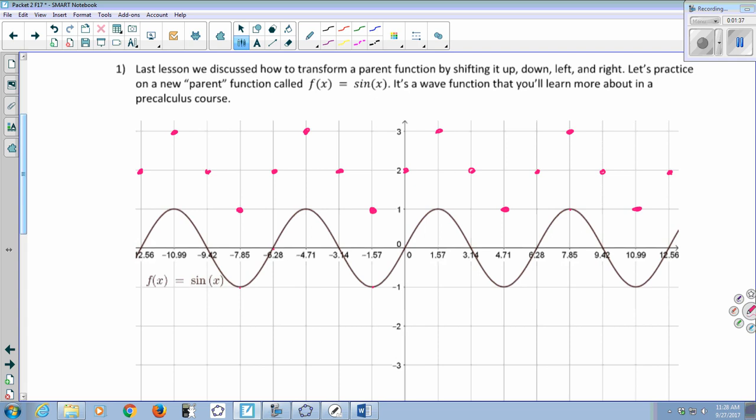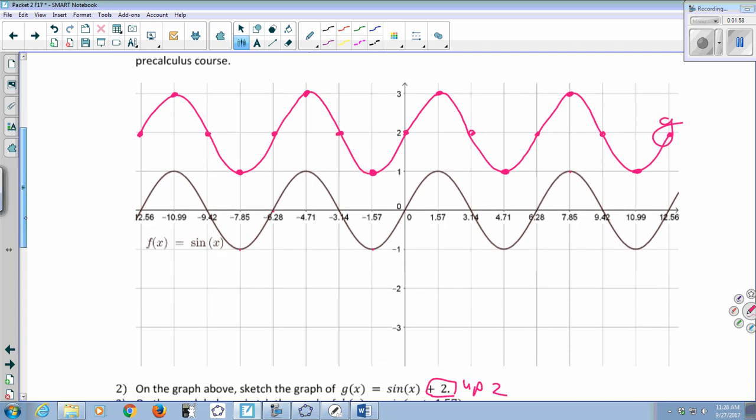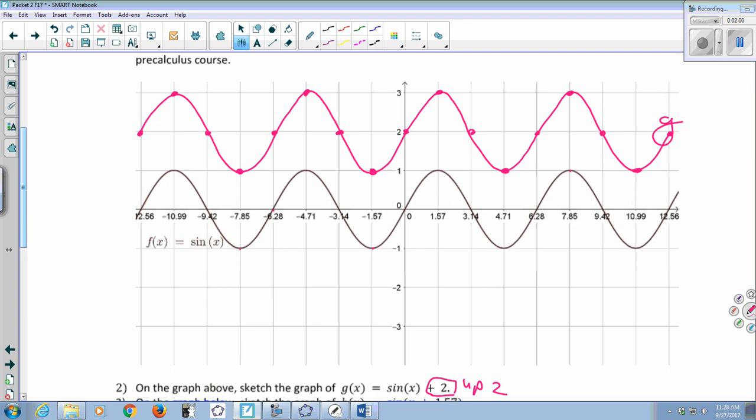And then I connect all these with a nice smooth curve to make it look like the graph of f, but just shifted up 2. So that is g, sine of x plus 2. It's the nice thing about transformations that you don't have to know anything about the parent. If somebody tells you what it looks like, you can graph any of its transformations, even if you have no idea what sine of x means.